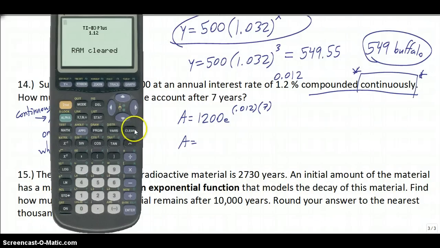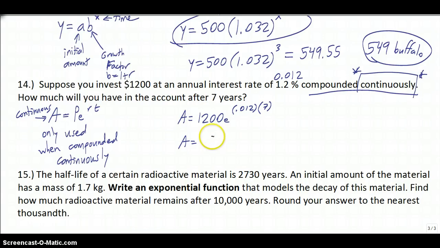Okay. I would plug it in like this. 1200 times E to the 0.012 times 7. Make sure you hit the times, 7, and then close the parenthesis. Anyway, how much will I have after 7 years?